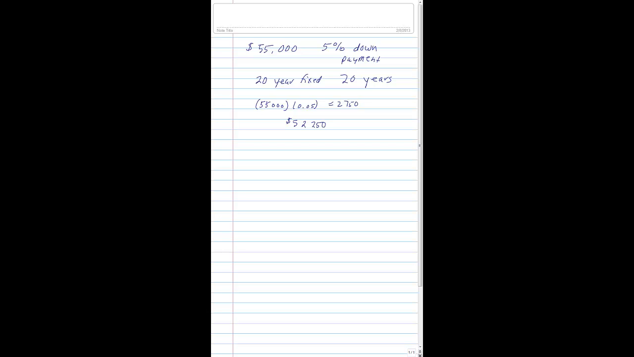And now let's go ahead and pull up the formula we need to use. And here's the formula we're going to use. We're trying to find the payment, and I know that the principal, the P, is going to be this $52,250. My rate, I believe I forgot to write that down. Let's double check the problem. It's a 10%, 20-year fixed rate mortgage. So the rate is 0.1.